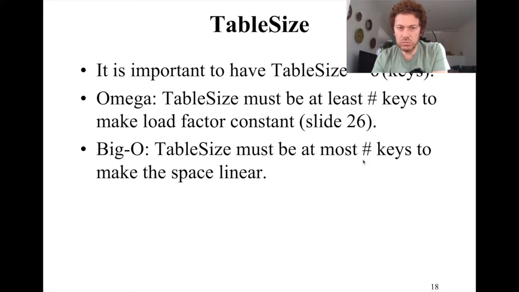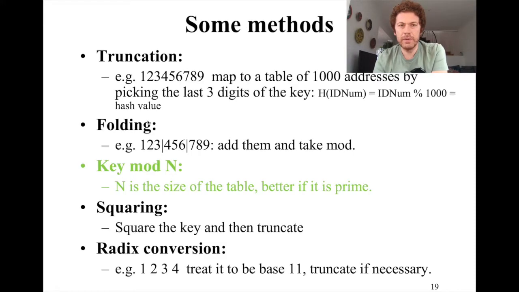Okay, so with that I will make the space linear in number of keys, so I will keep the space compact. In other words, the upper bound is about space complexity, the lower bound is about time complexity. Yeah, that is a good comment.